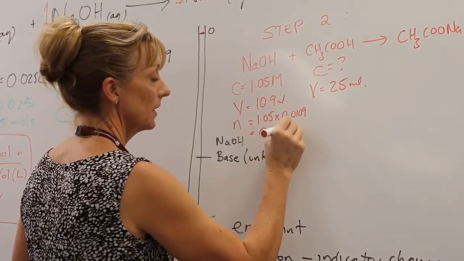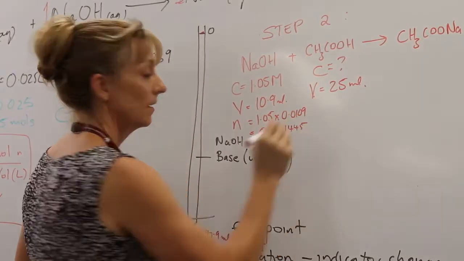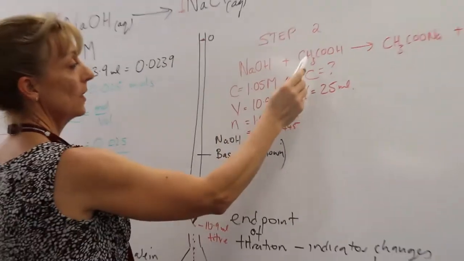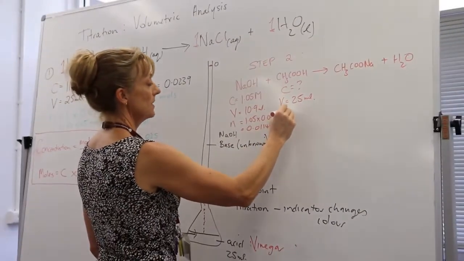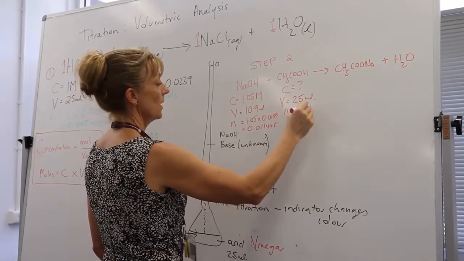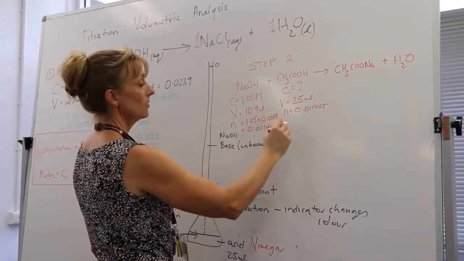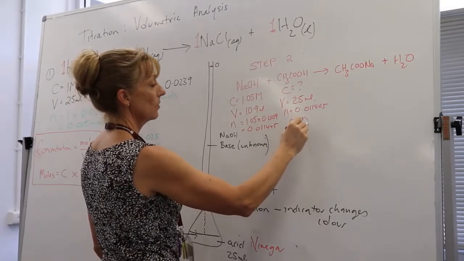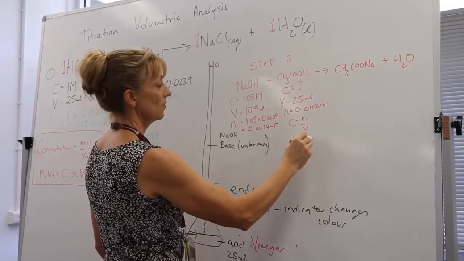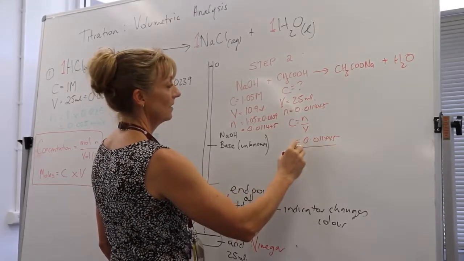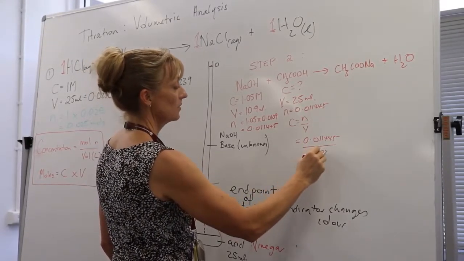445. Does everyone agree? Yes? Yes. Alright, that's the number of moles. 1 to 1, so the number of moles must be the same, 0.011445. Therefore, concentration is going to be moles over volume, which is 0.011445 over our new volume, 0.025.